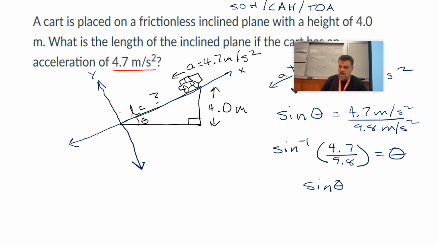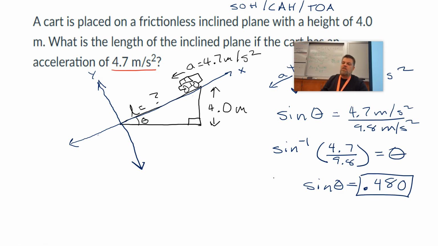Got a question. Yeah. Can't you just do the height divided by 4.7 divided by 9.8 to get an answer? That's what I'm doing right now. Oh, for real? Yeah. Okay.